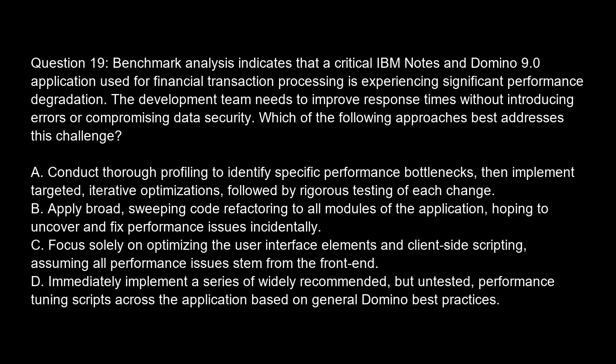Option A. Conduct thorough profiling to identify specific performance bottlenecks, then implement targeted, iterative optimizations, followed by rigorous testing of each change. Option B. Apply broad, sweeping code refactoring to all modules of the application, hoping to uncover and fix performance issues incidentally. Option C. Focus solely on optimizing the user interface elements and client-side scripting, assuming all performance issues stem from the front end. Option D. Immediately implement a series of widely recommended but untested performance tuning scripts across the application based on general Domino best practices.